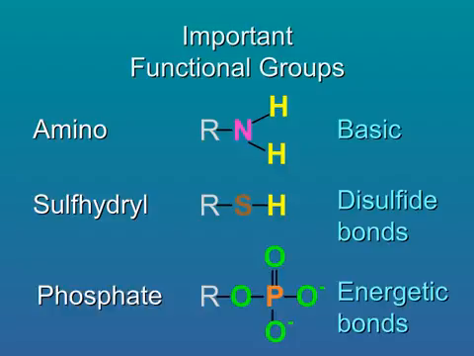And the phosphate group has a phosphorus double bonded to an oxygen and single bonded to 3 other oxygen atoms. Phosphate groups are negatively charged at a neutral pH and can store large amounts of energy in their bonds, especially when multiple phosphate groups are connected to each other.